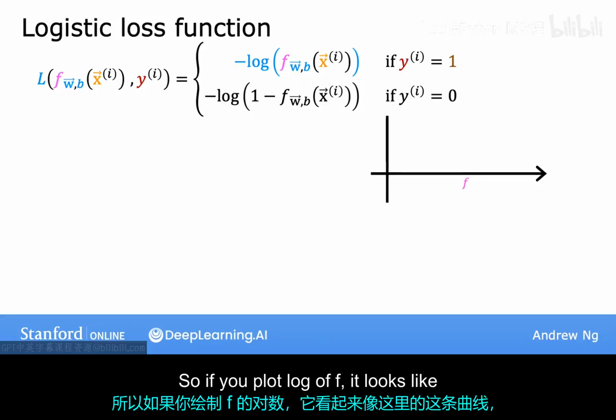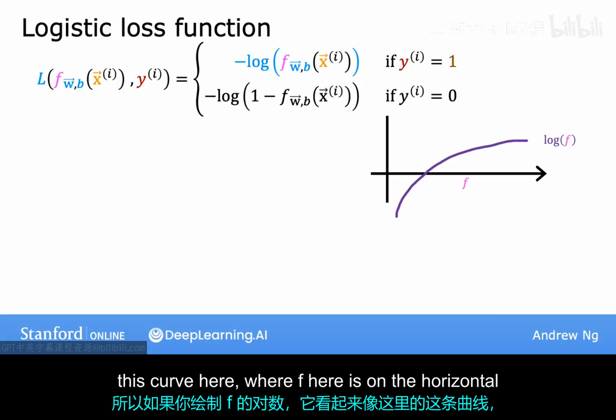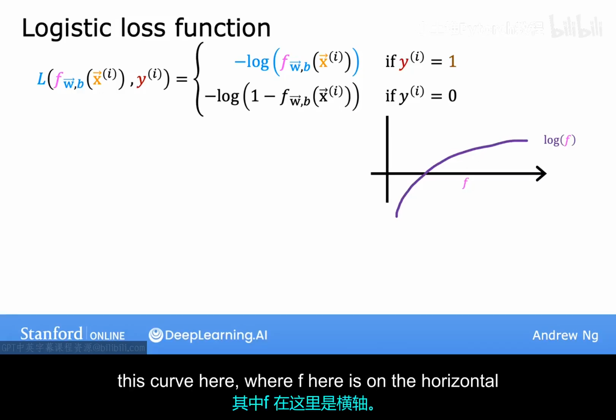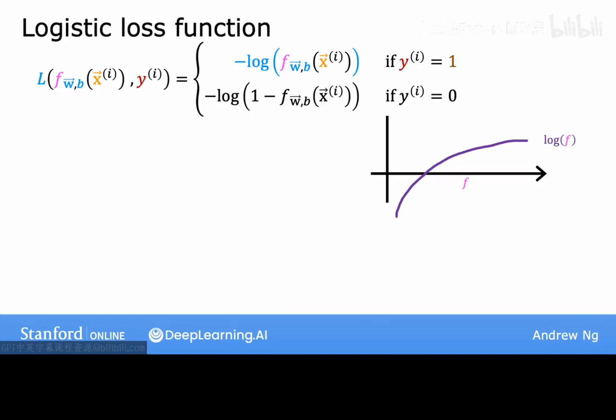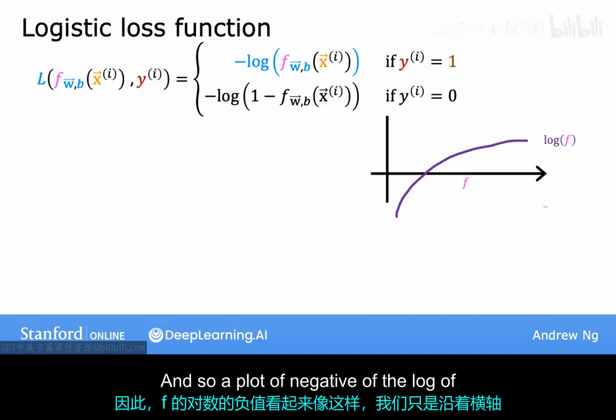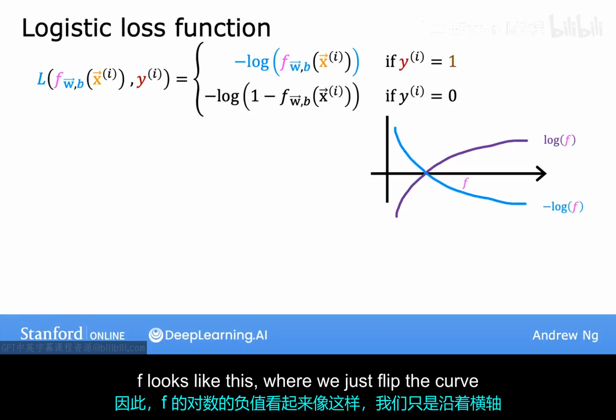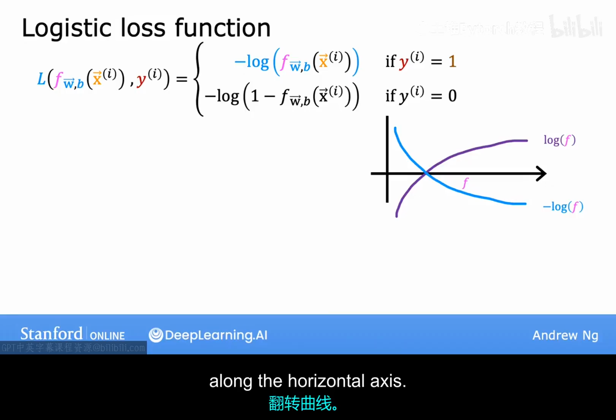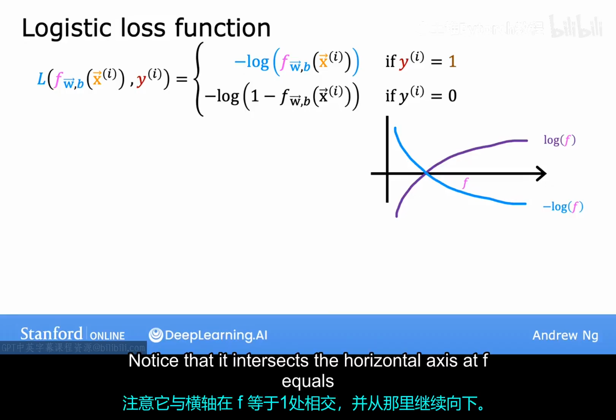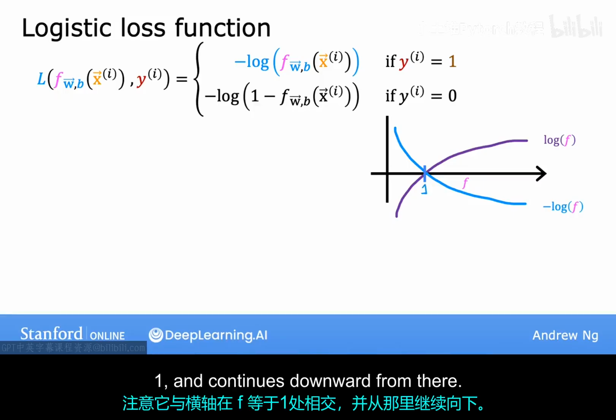So if you plot log of f, it looks like this curve here, where f here is on the horizontal axis. And so a plot of negative of the log of f looks like this, where we just flip the curve along the horizontal axis. Notice that it intersects the horizontal axis at f equals 1 and continues downward from there.